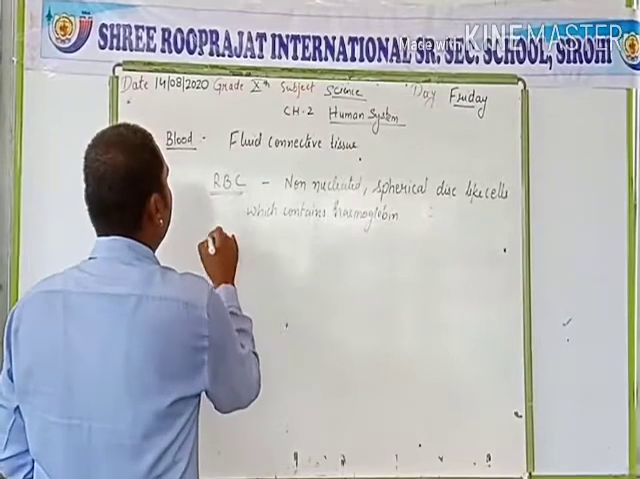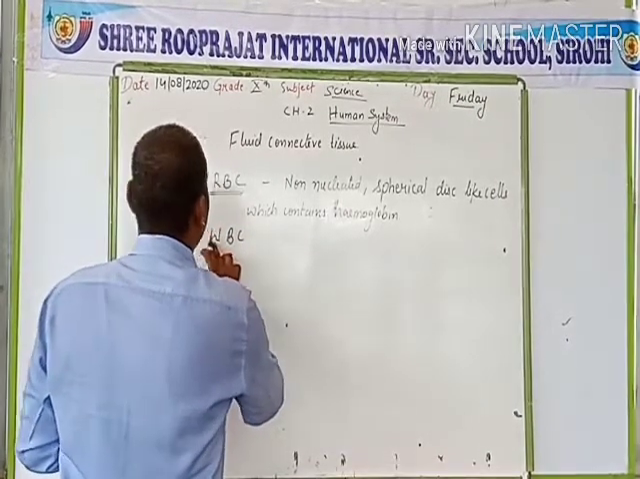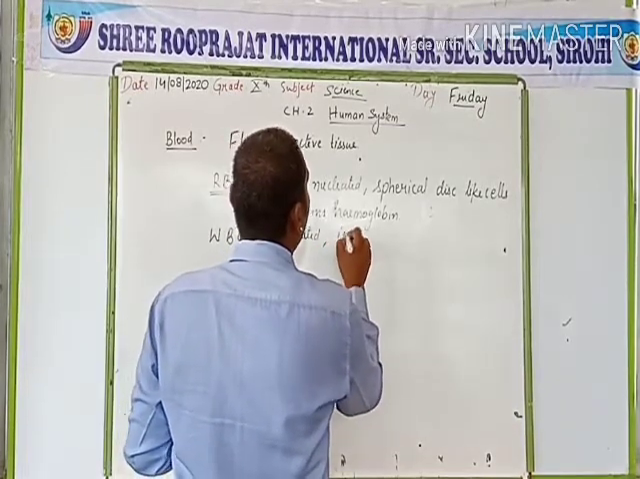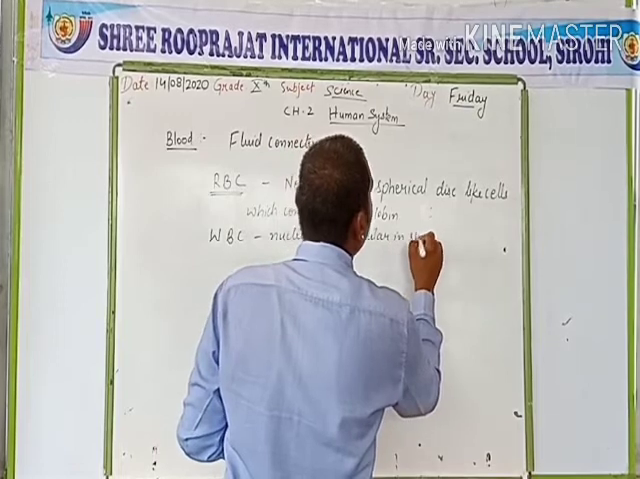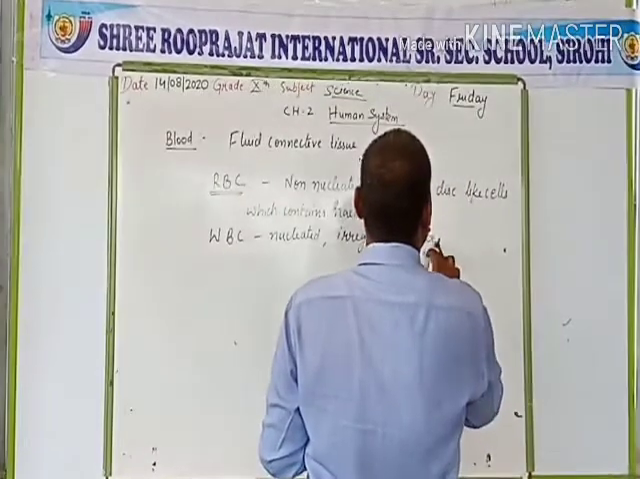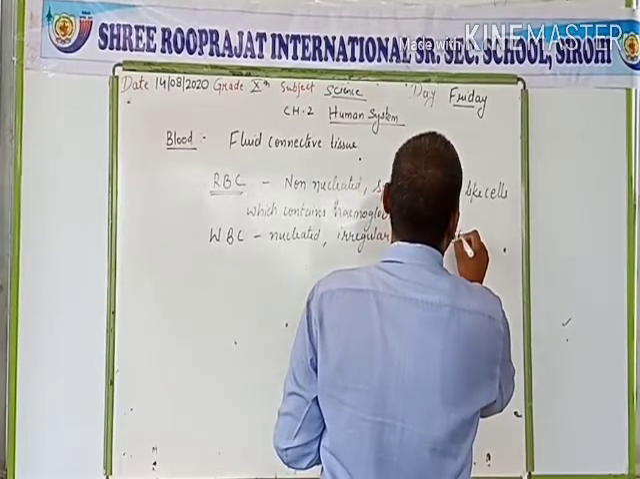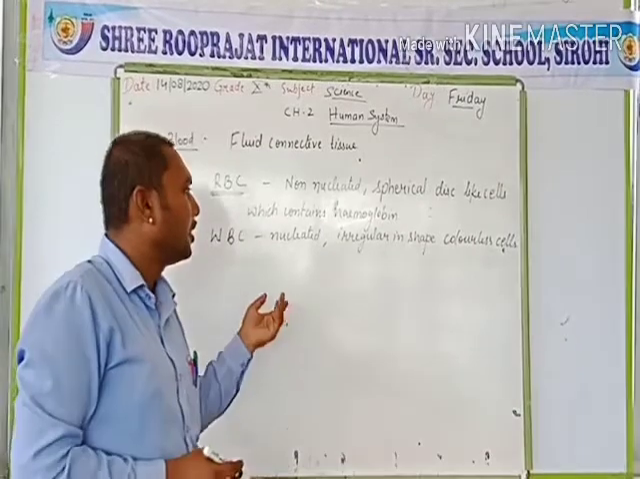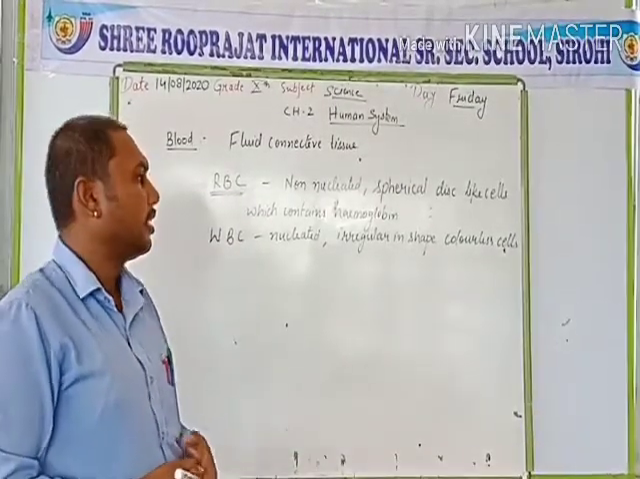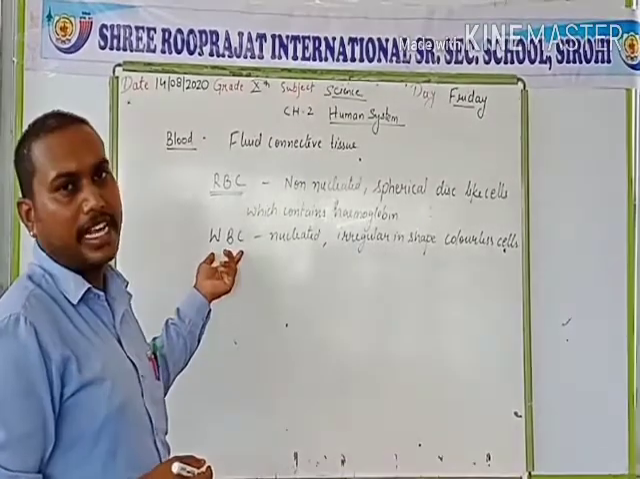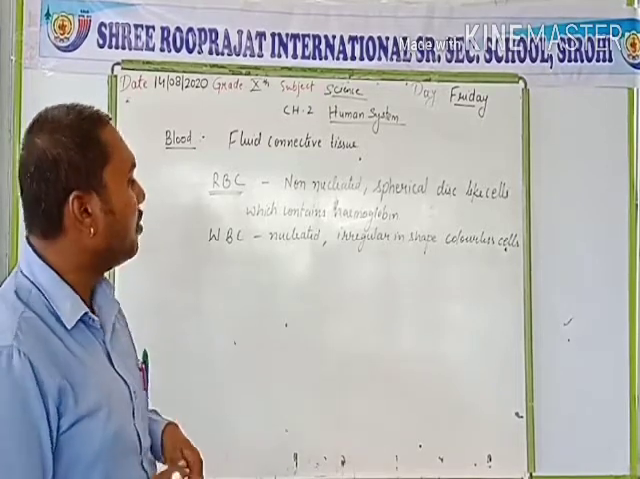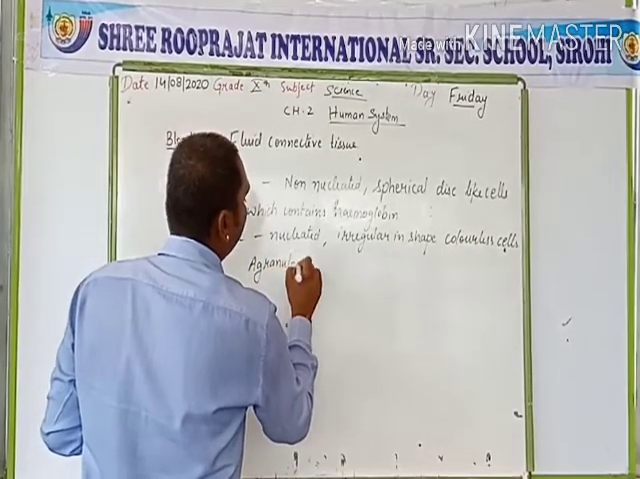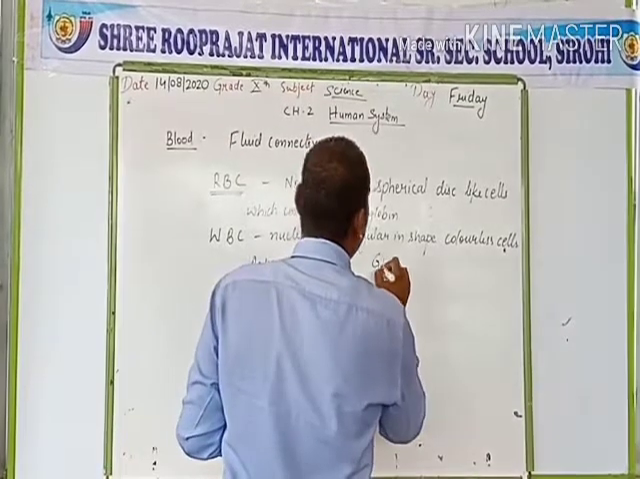Now the white blood cells. They are nucleated, irregular in shape, colorless cells. Since they do not have a pigment such as hemoglobin, they are colorless and so named white blood cells, because they do not contain any pigment in them. The WBC again can be classified into agranulocytes and granulocytes.